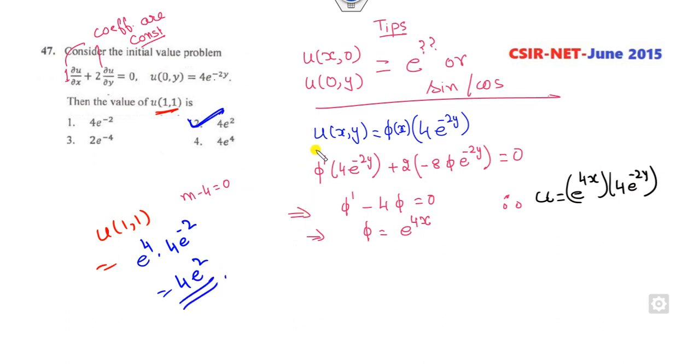So remember always, this shortcut trick is applicable only when the coefficients are constant and the condition is of either of this form.